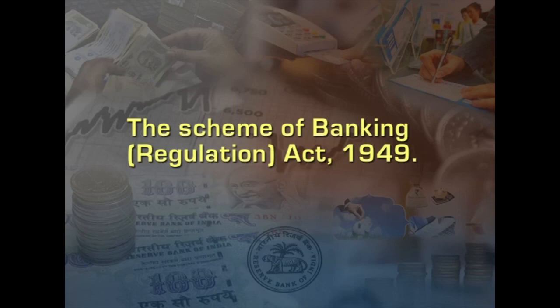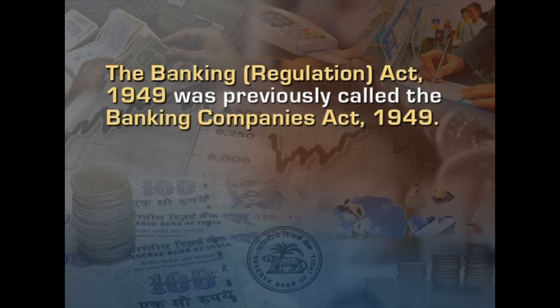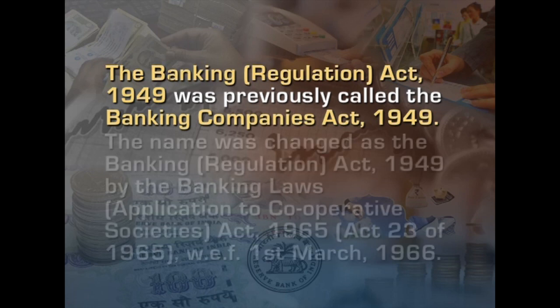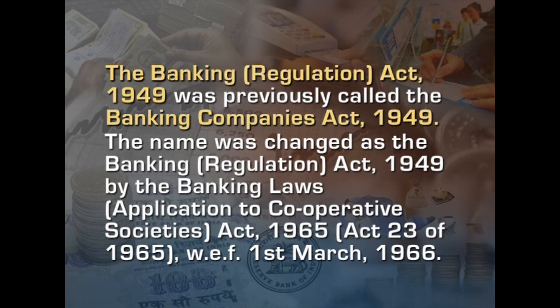We will now look at the Scheme of Banking Regulation Act 1949. The Banking Regulation Act 1949 was previously called the Banking Companies Act 1949. The name was changed as the Banking Regulation Act 1949 by the Banking Laws Application to Cooperative Societies Act 1965, Act 23 of 1965 with effect from 1st March 1966.